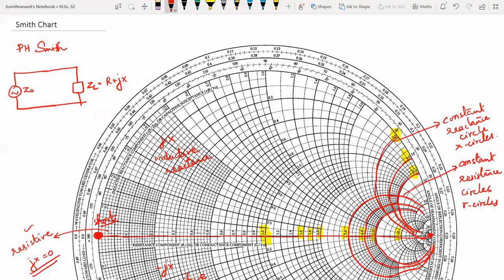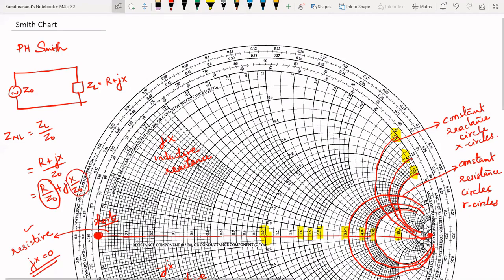What is a normalized impedance? ZNL represents ZL by Z0. That is, when the load impedance is divided by the characteristic impedance, it is known as normalized impedance. That is, R plus JX by Z0, which can be written as R by Z0 plus J into X by Z0. So this value represents the normalized resistance, and this value represents the normalized reactance.